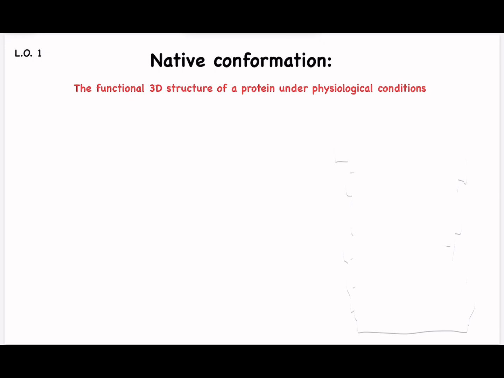Okay, so moving on, the next thing we're going to be talking about is native conformation. Native conformation is the functional 3D structure of a protein under physiological conditions. Whereas conformational stability is how well a protein resists structural change, native conformation is the actual physical 3D structure of that protein. One thing I want to highlight in this definition is that it has to be functional. When we're thinking about how proteins are folding and which secondary, tertiary, and quaternary structures are being created, we have to keep in mind that at the end of the day, the protein that we're creating still has to be functional.